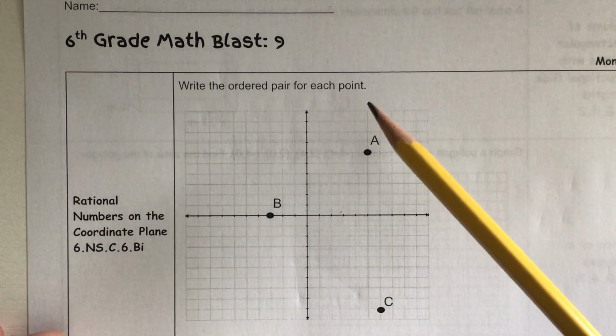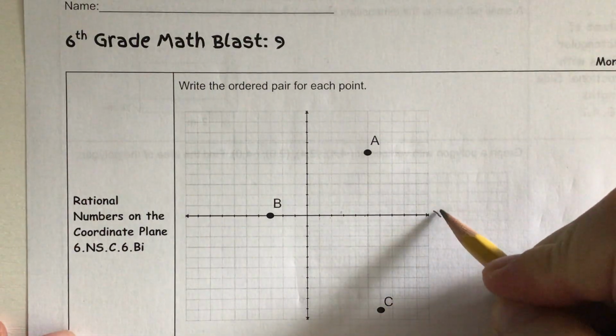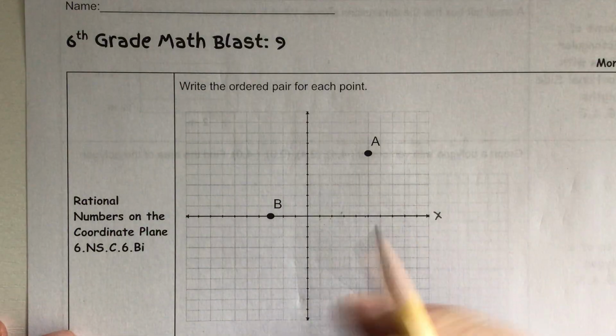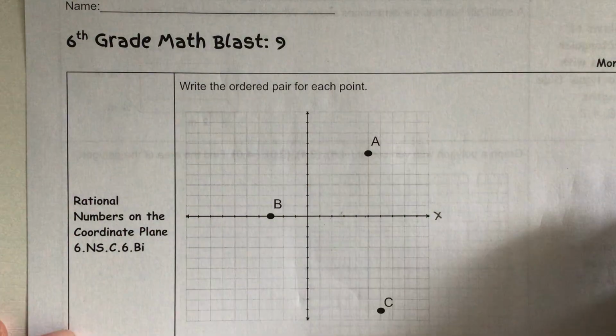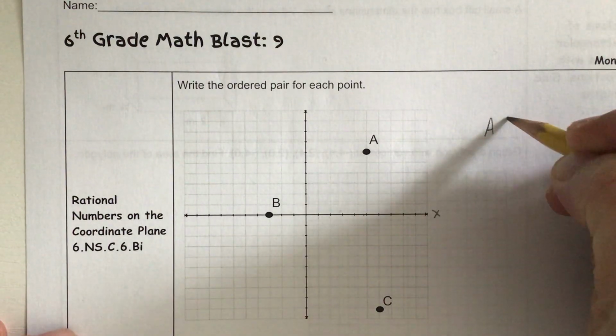When we're doing an ordered pair, the first thing we need to look for is the x-axis. So this is the x. It's the one that goes horizontal, so it's how far over. To the right is positive, to the left is negative. So let's do point A.